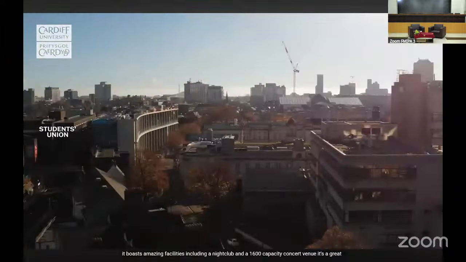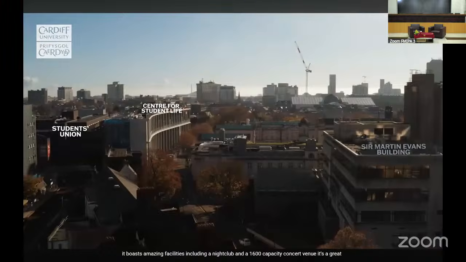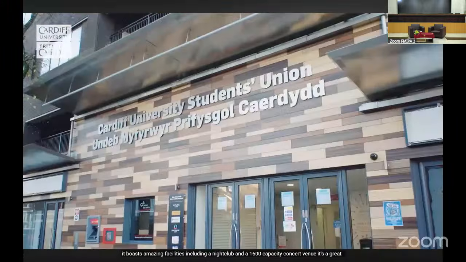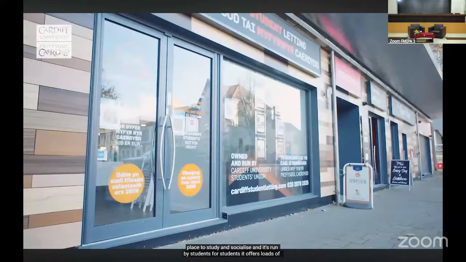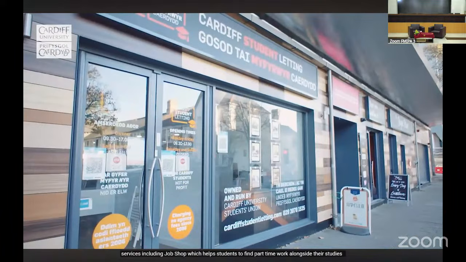It boasts amazing facilities, including a nightclub and a 1,600 capacity concert venue. It's a great place to study and socialise, and it's run by students for students. It offers loads of services, including Shop, which helps students to find part-time work alongside their studies, and Cardiff Student Lettings, which supports students in finding private accommodations owned by reputable landlords without agency fees.